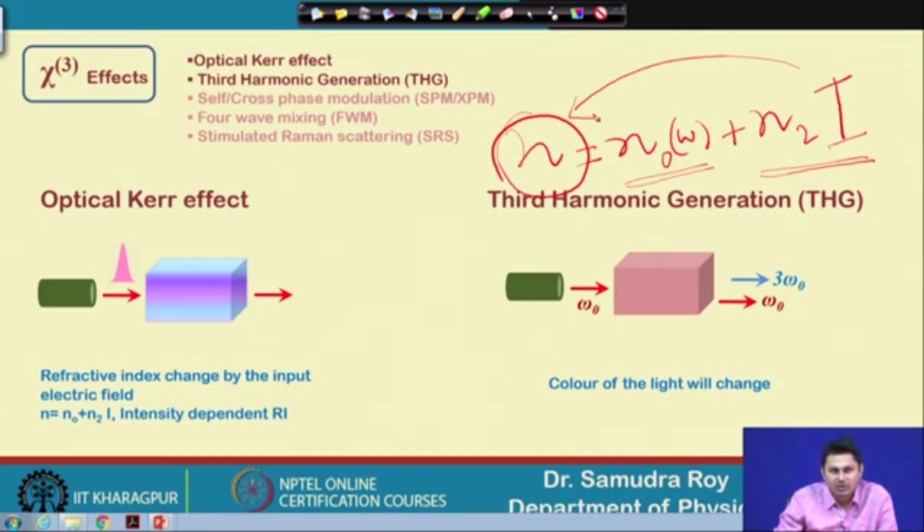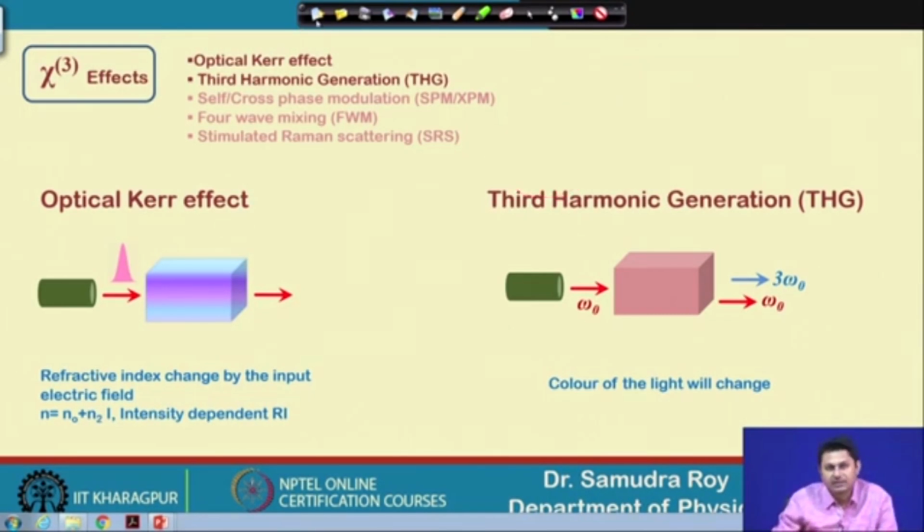This phenomenon is called the optical Kerr effect. So, in the optical Kerr effect we have a very interesting thing: from outside, just by changing the intensity of the light, you can change the refractive index of the material, which in my opinion is one of the most fascinating things one can think of in nonlinear optics.